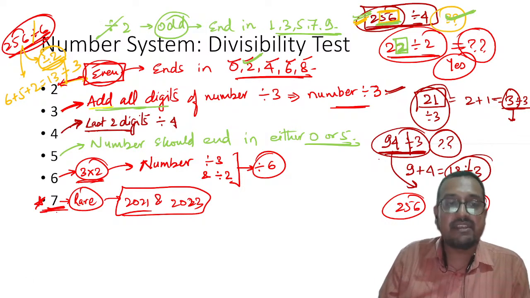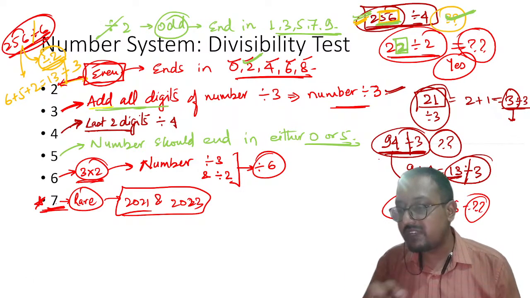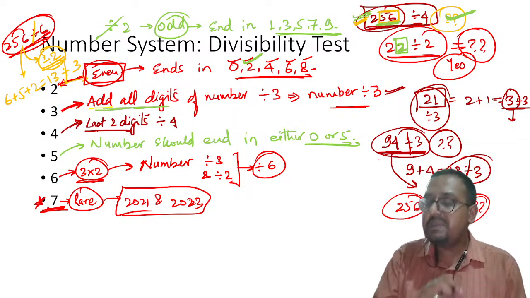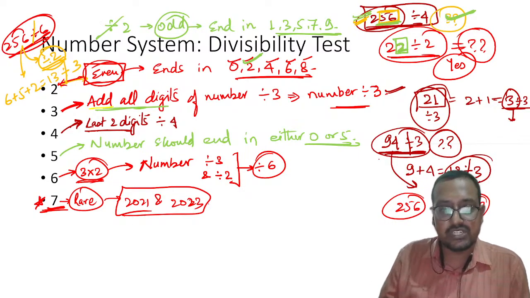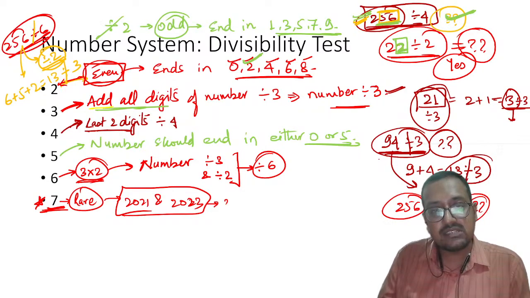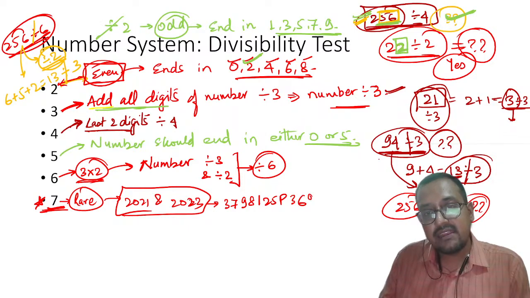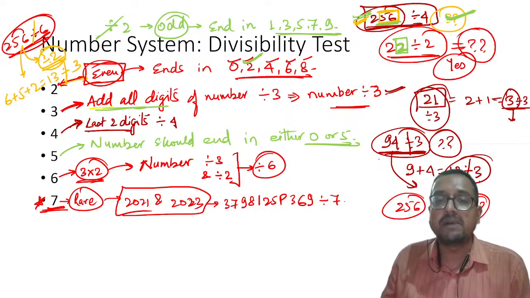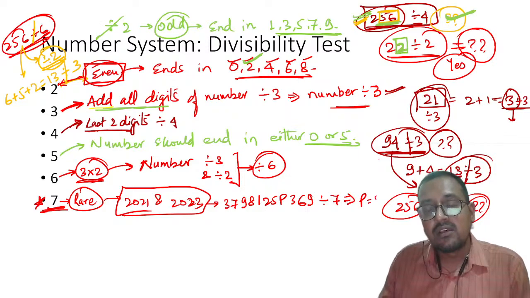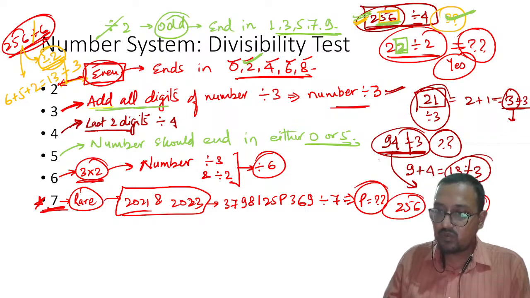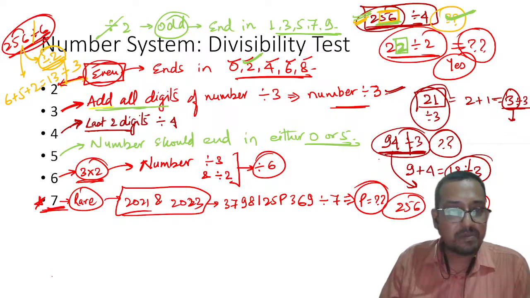Now, my dear students, 7. The divisibility test of 7 is very, very rare. So let me take up the example of a previous year question itself. The question was: 37 98125P 369 is given to be divisible by 7. You had to tell what is the value of P.